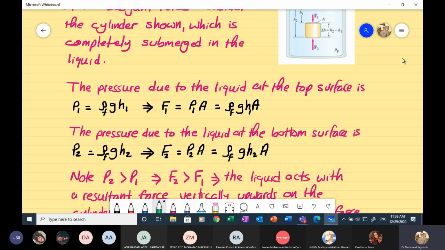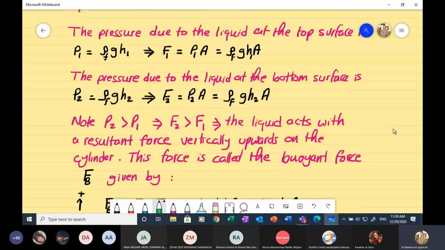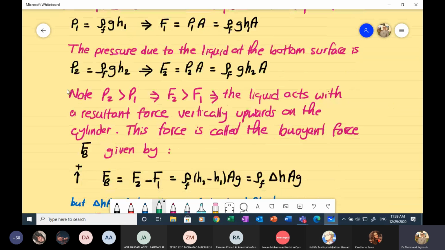And that's what we call the buoyant force. Okay, so I have written this down. Note that P2 is greater than P1, and therefore F2 is greater than F1. And the liquid acts with the resultant force, يعني في قوة محصلة جاي من السائل vertically upwards on the cylinder. This force is called the buoyant force, قوة الطفو.